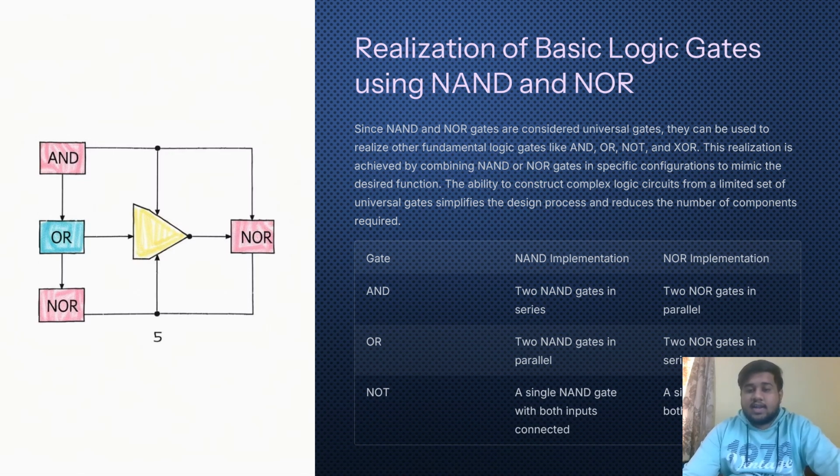AND gate: NAND implementation, two NAND gates in series. NOR implementation, two NOR gates in parallel. OR gate: two NAND gates in parallel, two NOR gates in series. NOT gate: a single NAND gate with both inputs connected. NOT gate: a single NOR gate with both inputs connected.